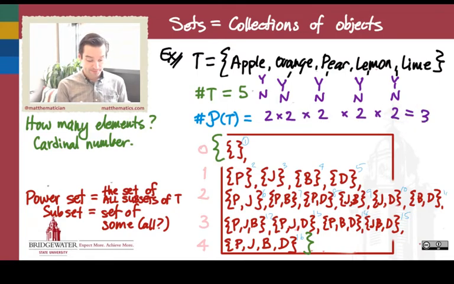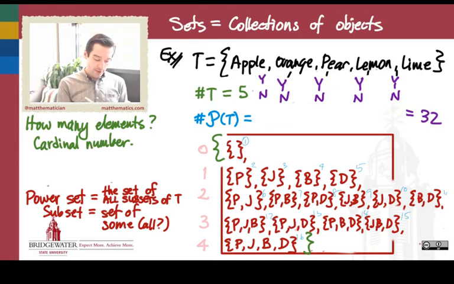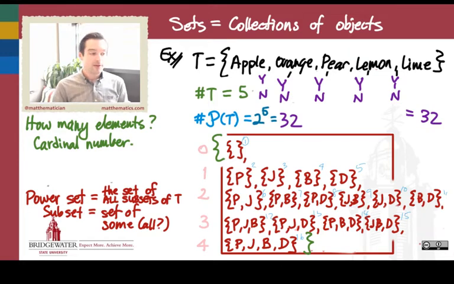And I'm not going to list out all those elements in the power set because I don't feel like writing that much. And plus, I want to conclude here by making the point that the quicker way to write this, 2 times 2 times 2 times 2 times 2, is to use an exponent. 32. And it's 32 because it's 2 to the power of 5. 2 multiplied by itself 5 times in a row.